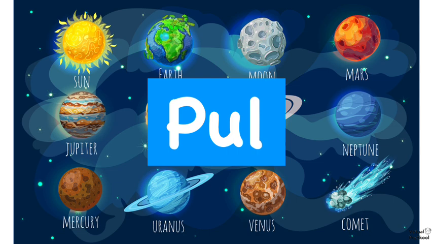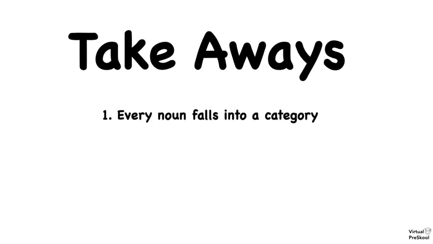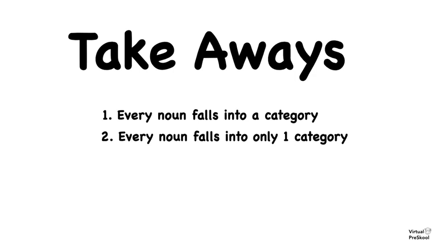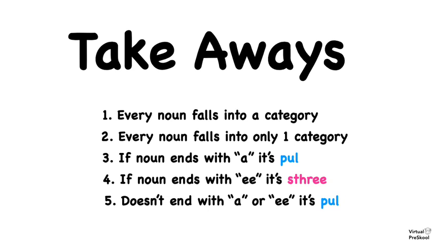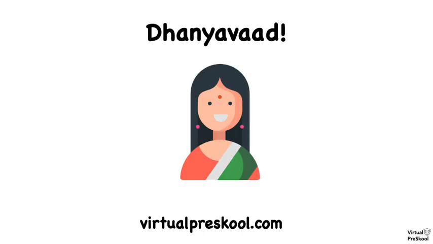For now, all I want you to focus on and make sure you understand is these takeaways. Every noun falls into a category, either pull or stri. Every noun is only in one category. That means a noun cannot be in both categories. If the noun ends with an a sound, it's pull. If the noun ends with e, it's stri. If the noun doesn't end with either a or e, it's pull. And now you know how nouns in Hindi work.